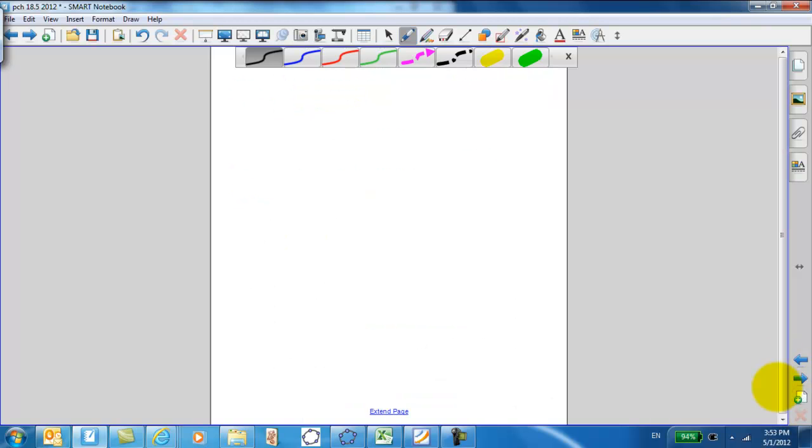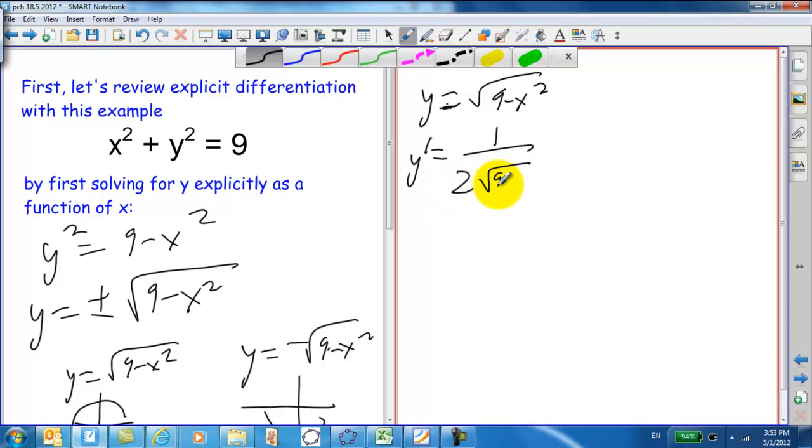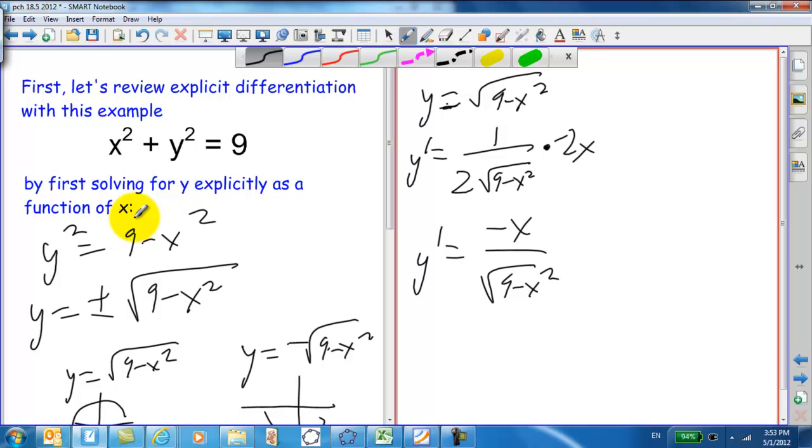So, how do we take the derivative of each here? Let's look at y equals the square root of 9 minus x squared. Now we see that the derivative of the other one will just be the exact opposite. So we can do our derivative with our special trick, 1 over 2 square root of 9 minus x squared. But then you got to multiply it by the derivative of the inner function, which is negative 2x. So you get the derivative is negative x over the square root of 9 minus x squared. And then you realize the square root of 9 minus x squared is the square root of y squared, which is y. So there's your derivative of negative x over y.